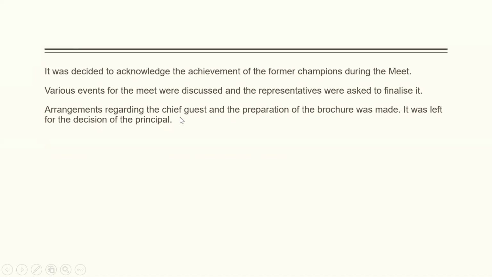As I've told you in the beginning itself, when writing minutes we have to consider the things we are going to do next. So this was left for the decision of the principal. The meeting came to an end on an optimistic note. We can write this in every meeting. Towards the end you can write this: in every meeting, how the previous meeting started and, at the end, the meeting came to an end on an optimistic note.